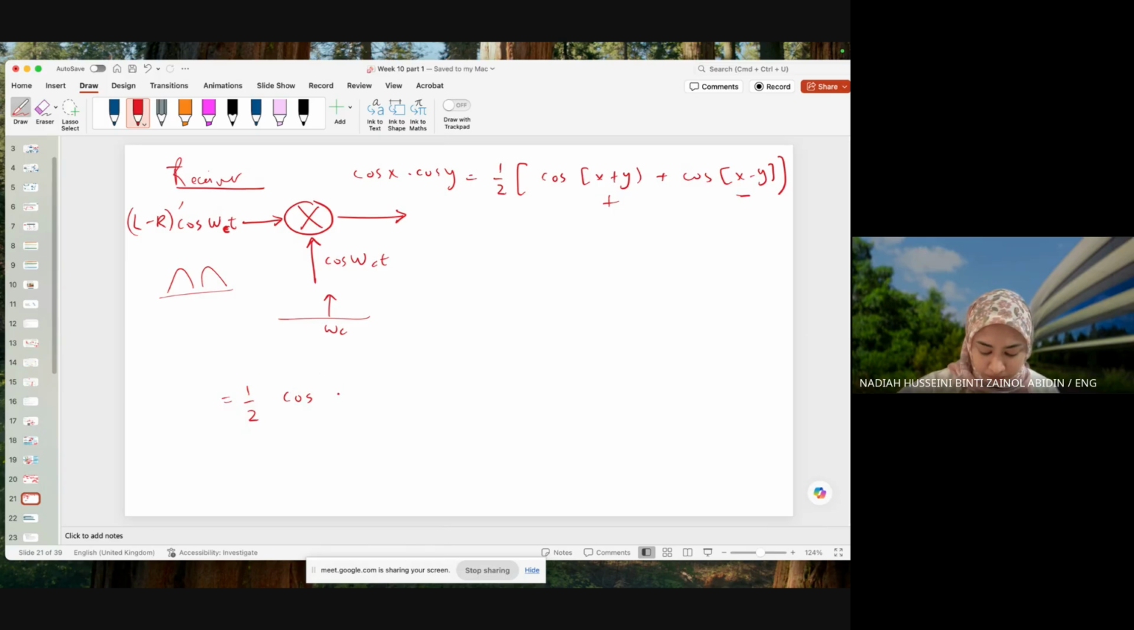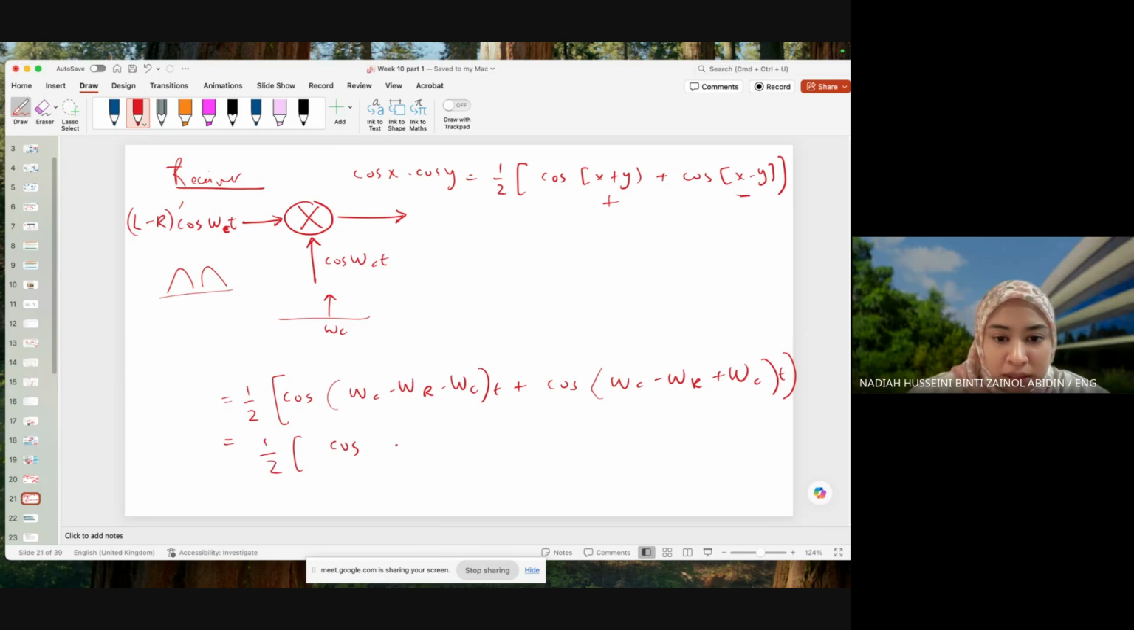Cosine, wait, this is difficult. 1/2 cosine omega R, omega S, sorry. I wrote this R in my book. Okay, I'll do this properly. Omega C minus omega R minus omega C, plus cosine of omega C minus omega R plus omega C, T. Okay, now let's do the math.